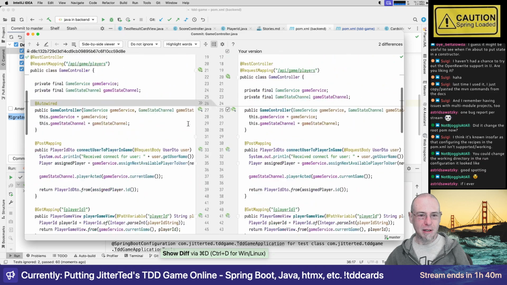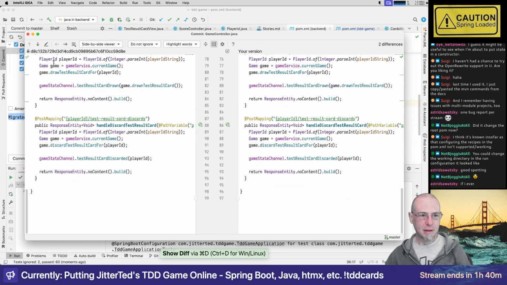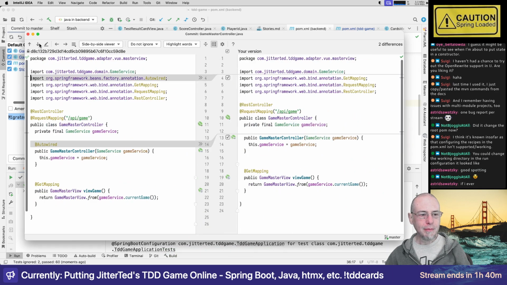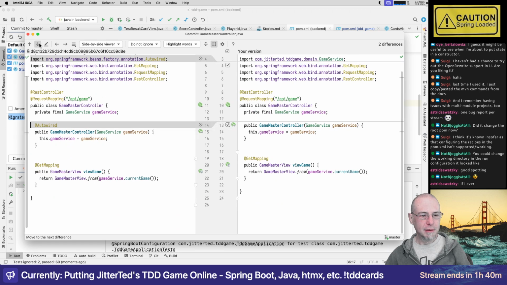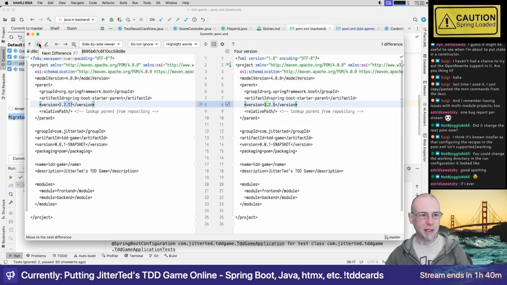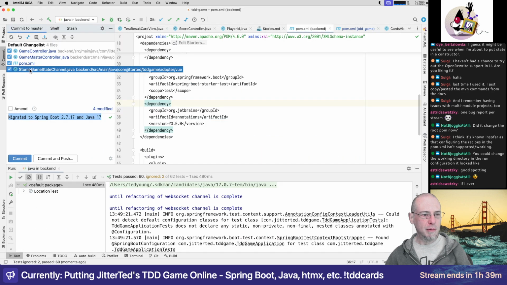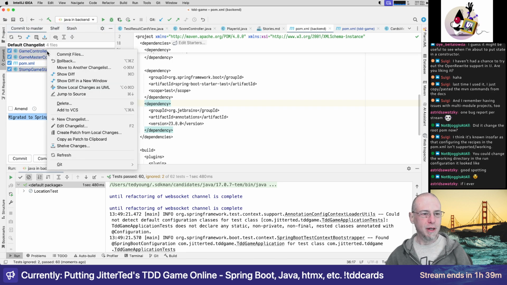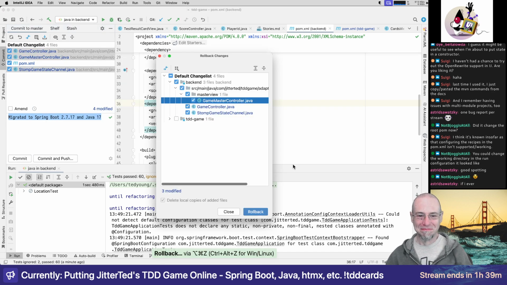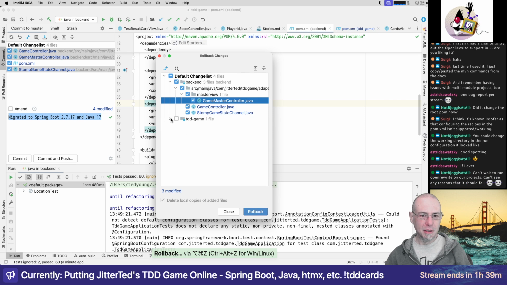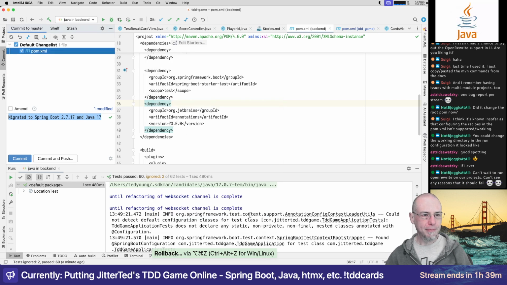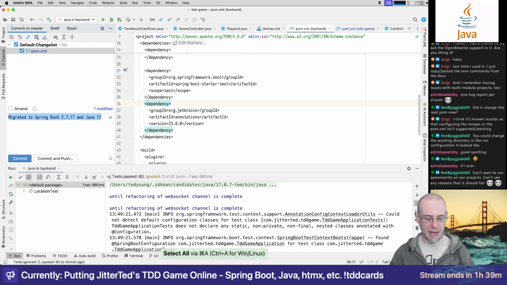So this was autowired. That we're going to keep. And then autowired. So I am going to revert these because I love my autowireds. What else changed? Yeah, just the POM. Okay. So we have now migrated to Spring Boot 3.2.5.